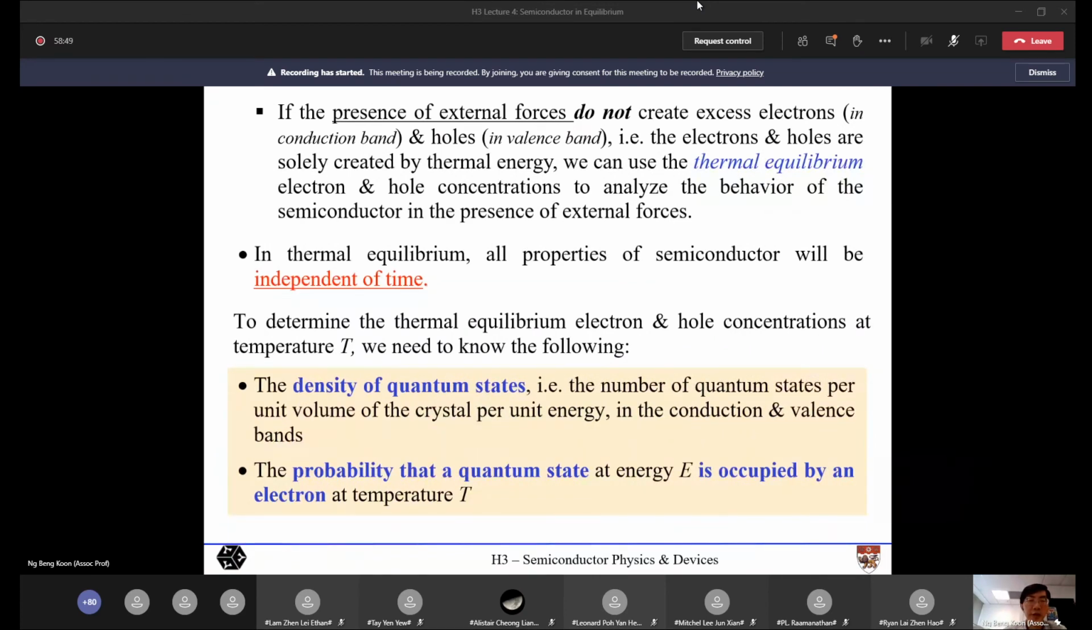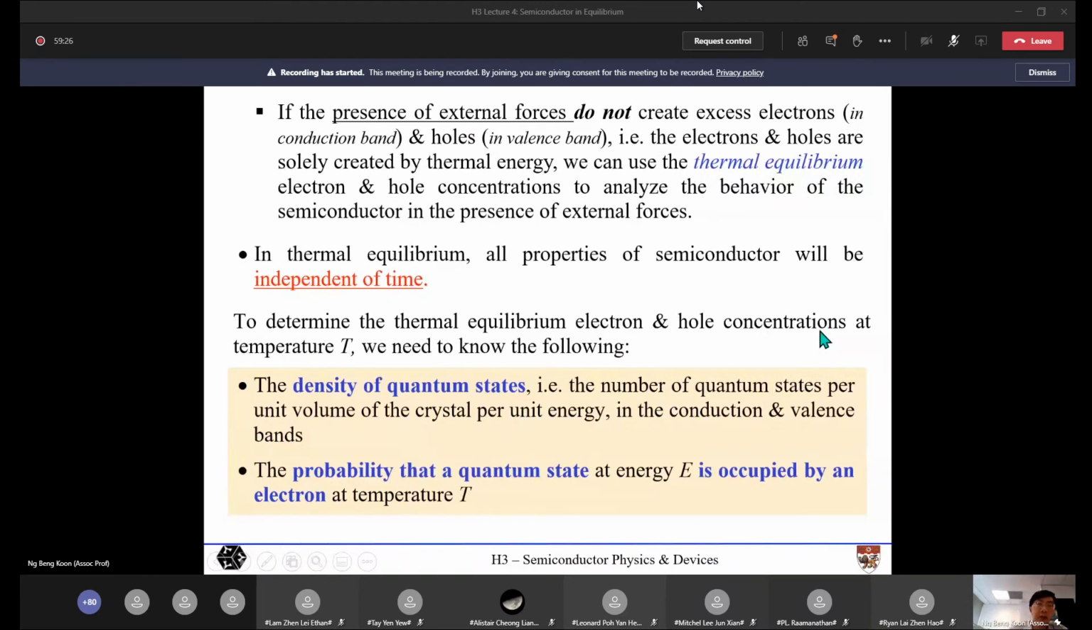In other words, we can use the thermal equilibrium electron and hole concentrations to estimate values in the calculation. So with an external force, although strictly speaking you should not be using the thermal equilibrium quantities, if the external force is not so high as to disturb the carrier concentration, then we can still approximately use the thermal equilibrium values. That's still okay because it doesn't change the carrier concentration. So we find that in calculation, sometimes we do make this type of assumption.